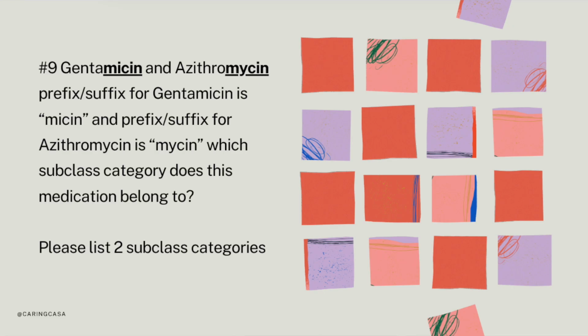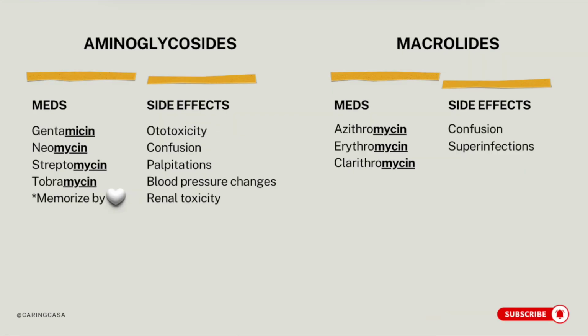All right, here's your bonus question as we are moving on to the last one. I'll give you the question, you provide me with the answer, as there are 2 categories to this medication option: gentamicin and azithromycin. The prefix or suffix for gentamicin is micin, M-I-C-I-N, and the prefix or suffix for azithromycin is mycin, M-Y-C-I-N. Which subclass category do both of these medications belong to? Gentamicin is listed as an aminoglycoside and azithromycin is listed as a macrolide.